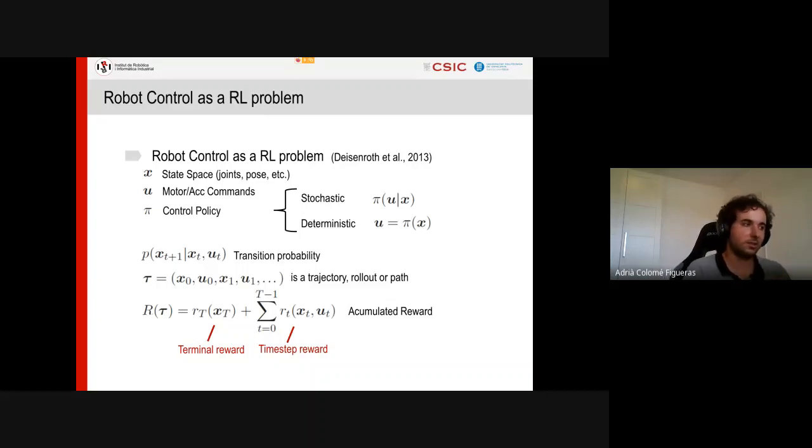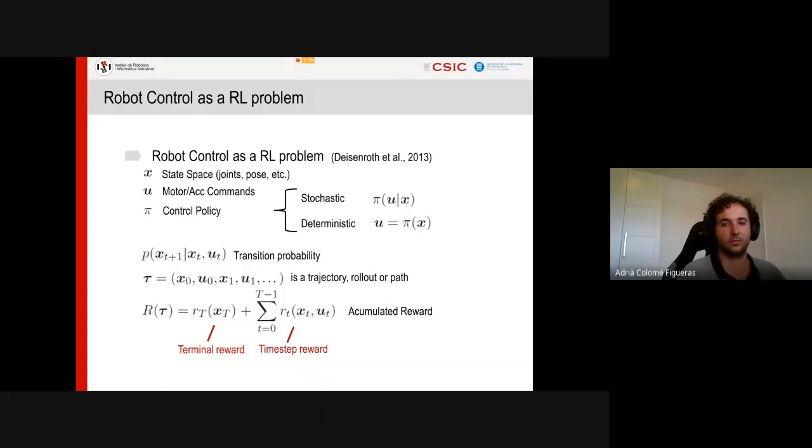I also need to mention that there is a complete field about inverse reinforcement learning, which is about learning these reward functions. So these reward functions in many cases are handcrafted, let's say. And when you build them from scratch, there's always this risk that the robot ends up doing something that you didn't expect, because it is somehow exploiting something that you did wrong in the reward function. So this is something that you always need to be aware of.